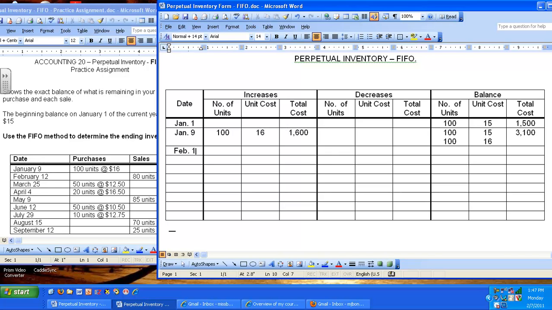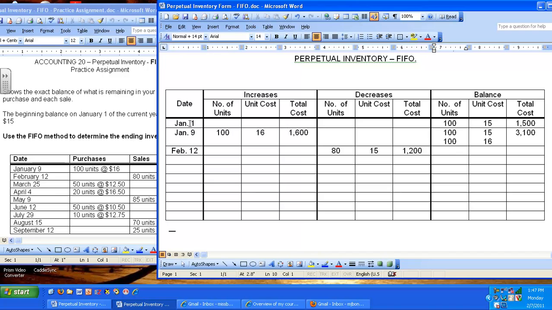On February 12th, we sold 80 units. Because we're using the FIFO method, we're going to sell the 80 that we first brought into our store. So they are going to be 80 units at $15 for a total cost of $1,200.